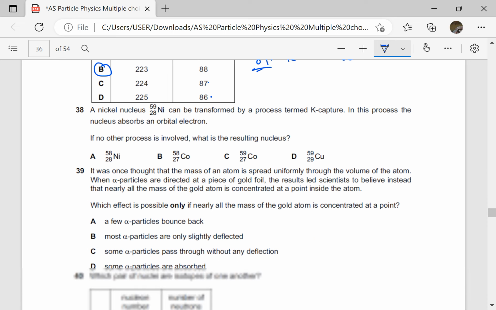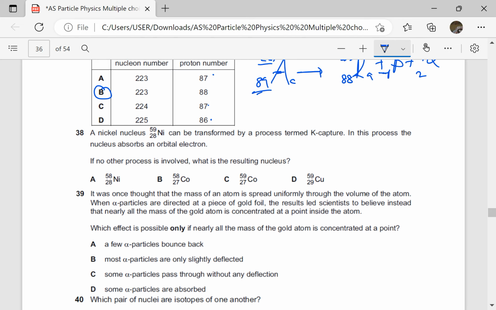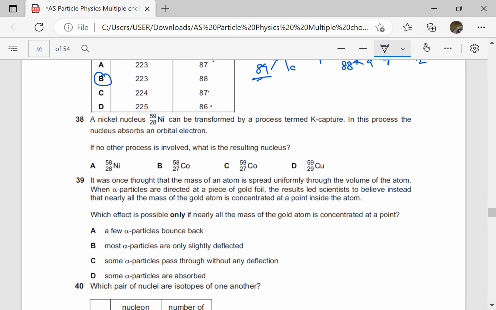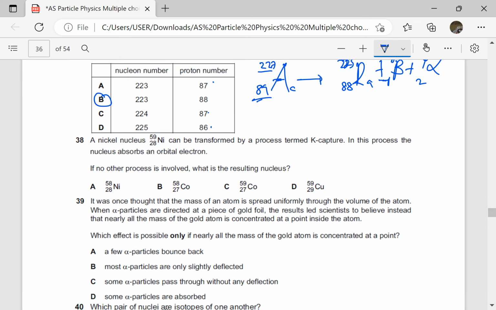A nucleus can be transformed by a process termed K capture. In this process, the nucleus absorbs an orbital electron. The nucleus absorbs an orbital electron. If no other process is involved, what is the resulting nucleus? So let's see, K capture, nickel, 59, 28. It is capturing an electron, e, 0, negative 1.